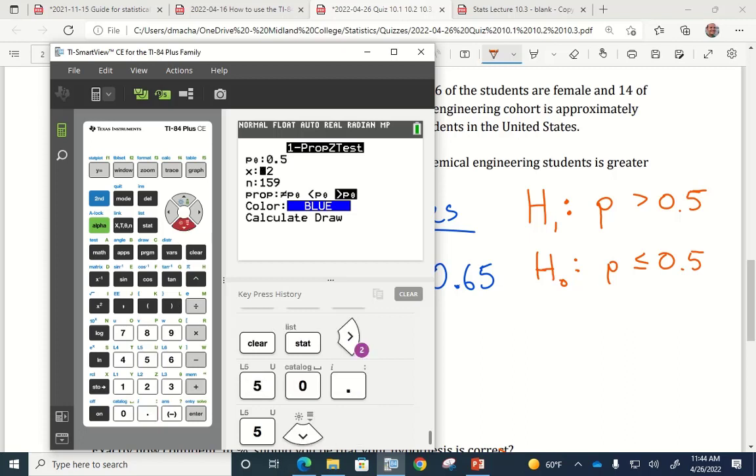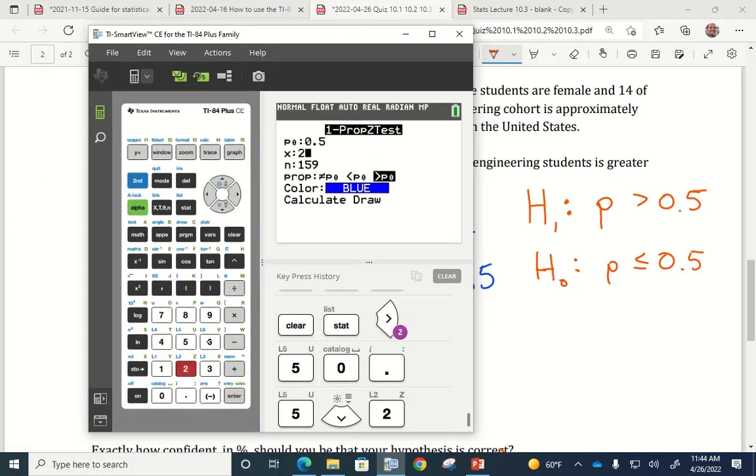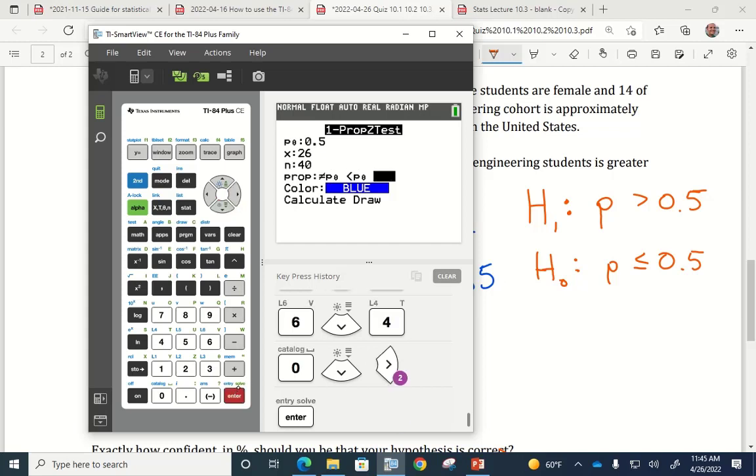My x is the number of female students in my sample, which I think was 26. Yep, 26. My n is my sample size, and I was taking a sample of 40 total students. What type of alternative hypothesis do I have? I'm claiming that the proportion is greater than 0.5. So I'm going to put greater than p naught in my calculator, and then I'll leave the color as blue, and then I want to draw it because I just like looking at the pictures.